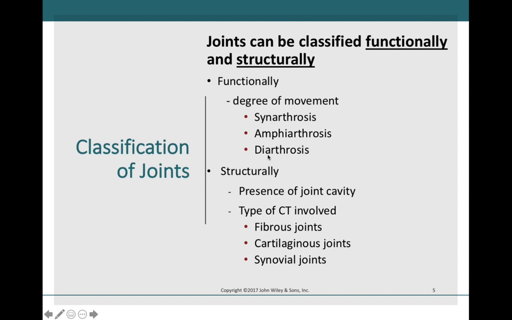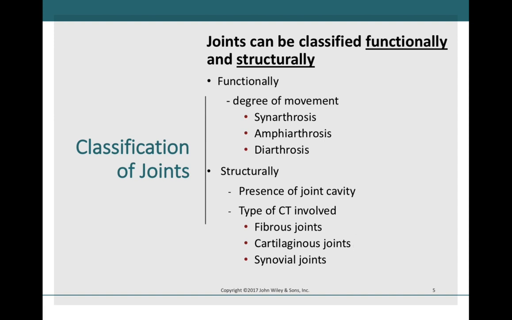Now we can also structurally classify our joints. The structural classification refers to what is at that joint: what type of tissues and what structures can be found. So with a structural classification, we look at two different criteria. We look for whether or not there is a joint cavity present, and we will also look at the different type of connective tissue that is found present at the joint.